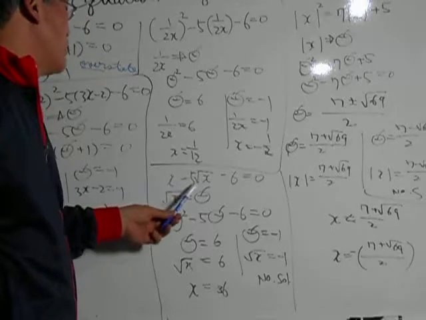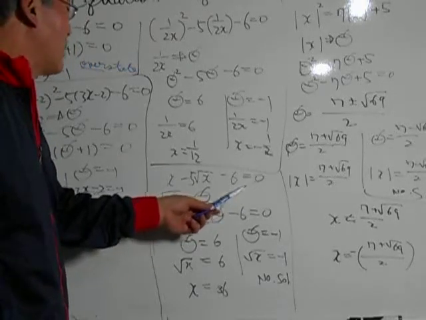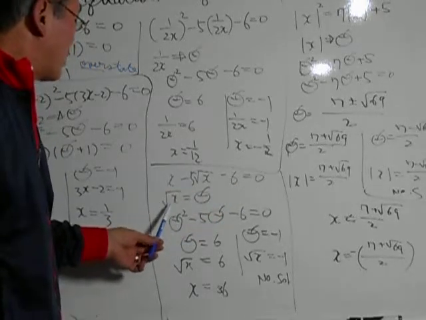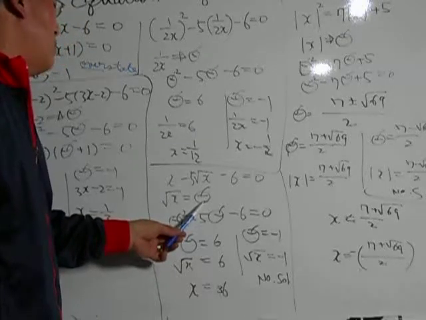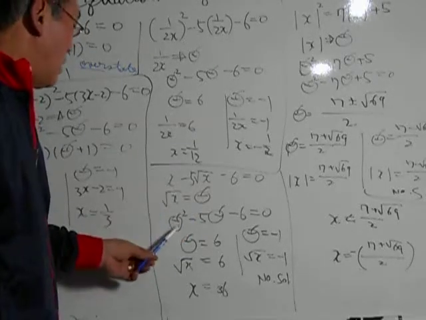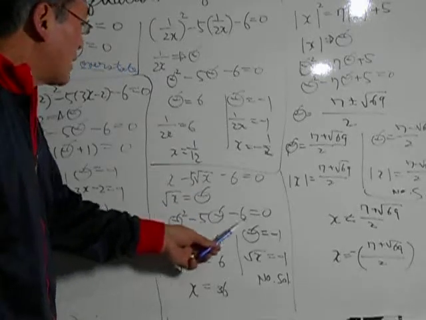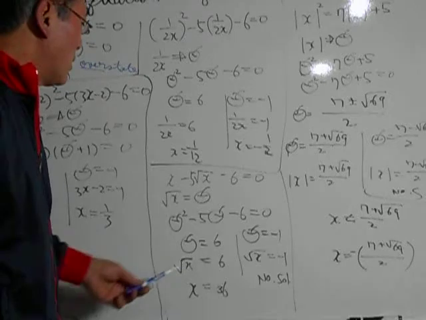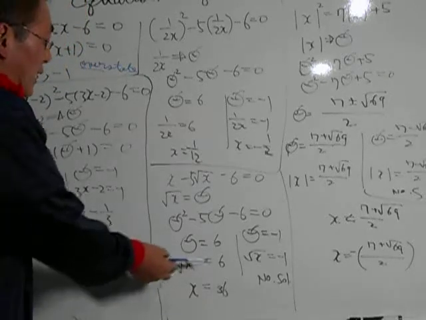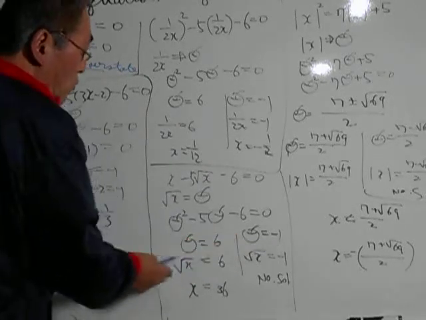x minus 5 root x minus 6 is 0. How can you solve this? Okay. We're going to set root x as the apple. So this is going to be apple squared minus 5 apple minus 6 equals 0. Okay, we did it. We did already. Apple is 6, apple is minus 1. What's inside apple?